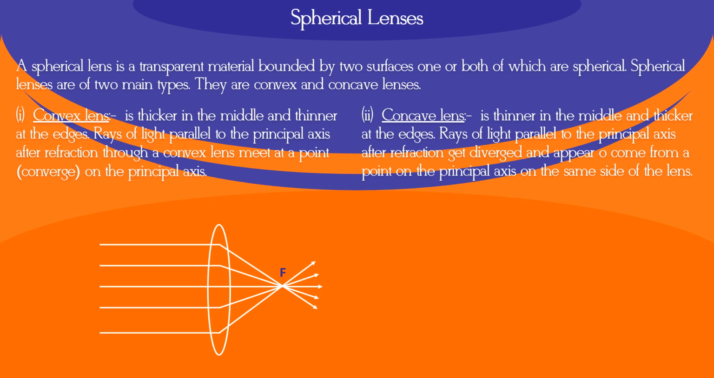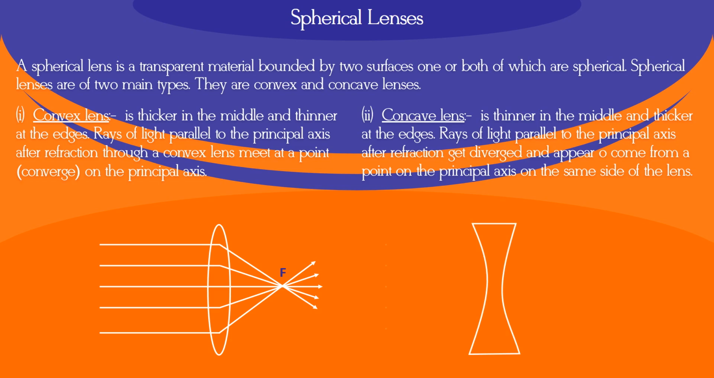They are of three types. First, biconvex or double convex lens. Second, plano-convex lens and concavo-convex lens. And the ray of light parallel to the principal axis after refraction through a convex lens meets at a point on the principal axis, so it is called a converging lens.